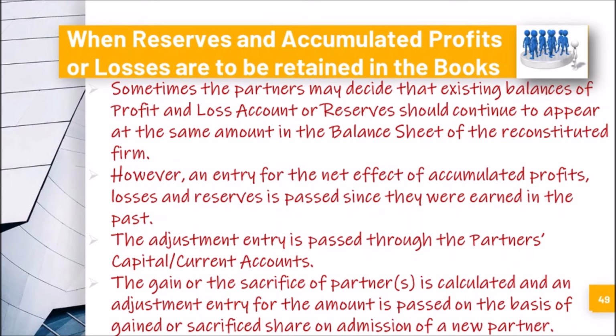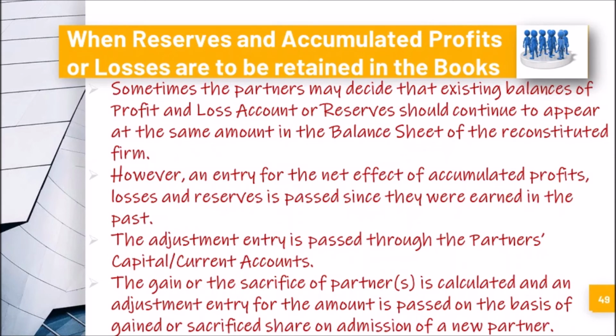Let's read that. Sometimes the partners may decide that existing balances of profit and loss account or reserve should continue to appear at the same amount in the balance sheet of the reconstituted firm. Means even after the admission of a new partner. However, he has no right in that, he has no share in that. So, how is it going to happen in that case?